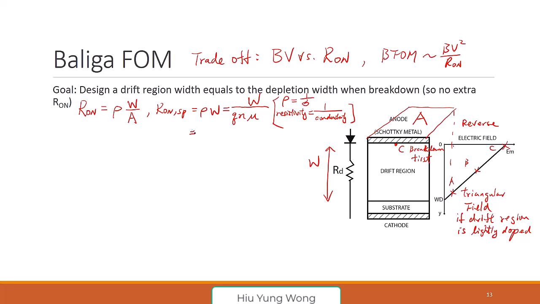What is the concentration of the electron? It's just equal to the doping, Na, or let me call it Nd. Whatever I dope here, 1e17, I get 1e17 of electron. Okay, so this is the first equation: R on specific resistance equals this one. Any questions about how we derive the specific on resistance?